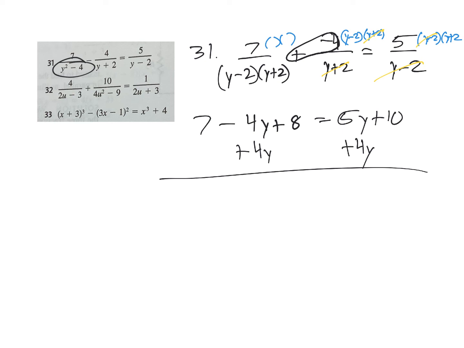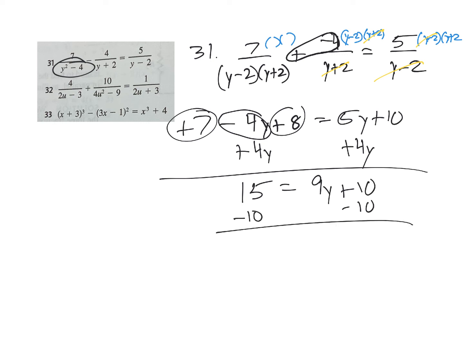And what I have left on the left side, don't say that it's negative 1. The negative is on the 4y. You have a positive 7 and a positive 8. That's 15. Equals 9y plus 10. Subtract 10. 5 equals 9y. Divide off the 9. So y equals 5/9. Next.